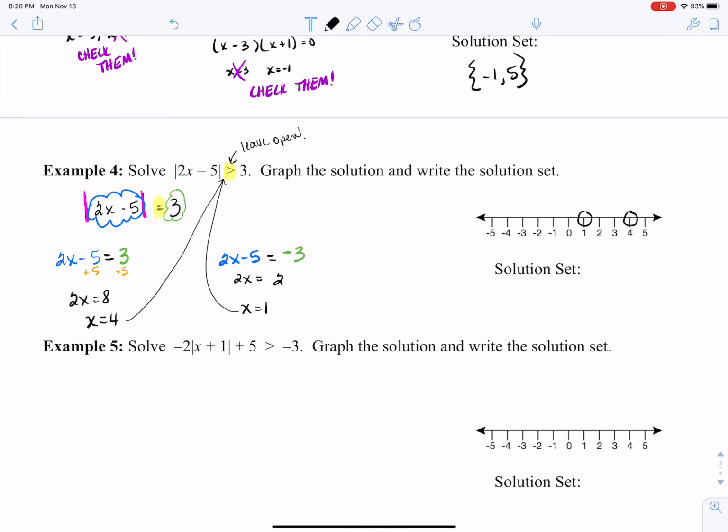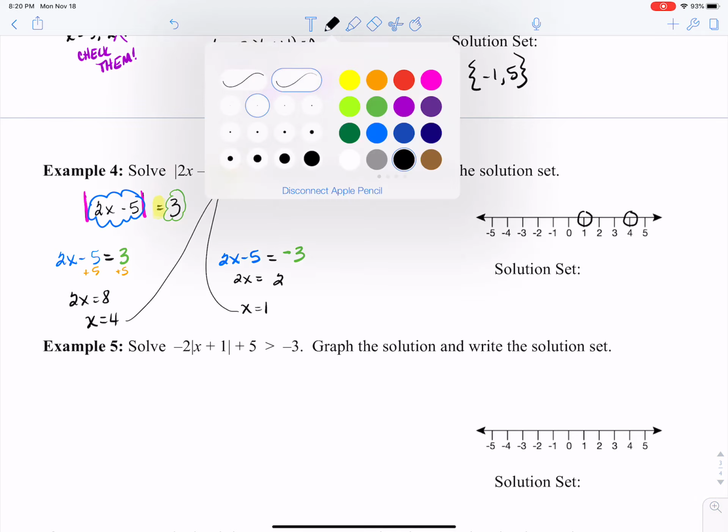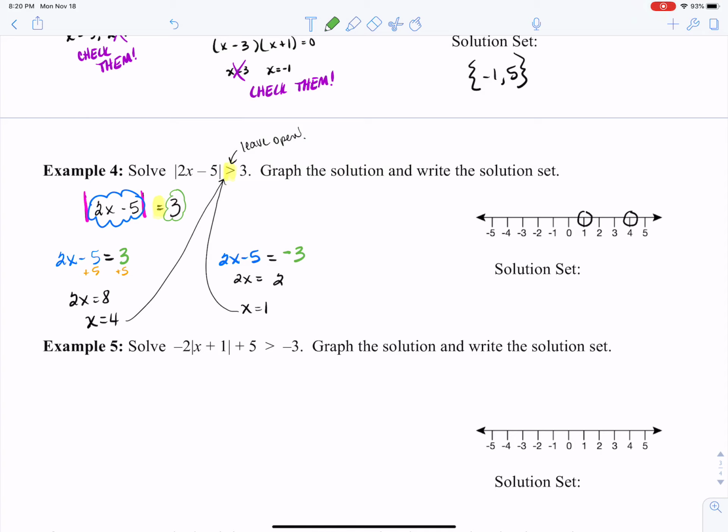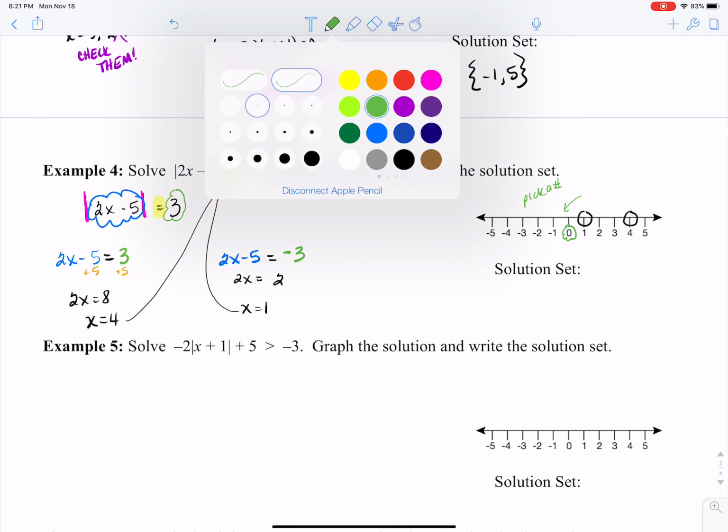My solution set is more than likely going to be either all of these numbers, or these numbers between, or these numbers over here. Let's find out which is the case. So come over here to this area to the left of the circle around 1. Pick a number that's easy to plug in. I like 0. Plug 0 into the original equation.